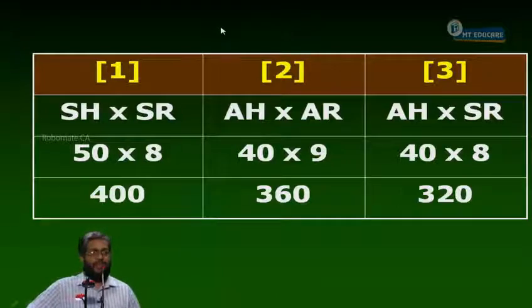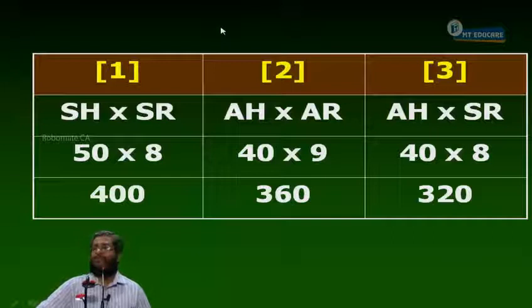Point number 2. There are two types of actual hours. Branch it into two. Can you tell me what the two types of actual hours are? The first branch is actual hours paid. The second branch is actual hours worked.